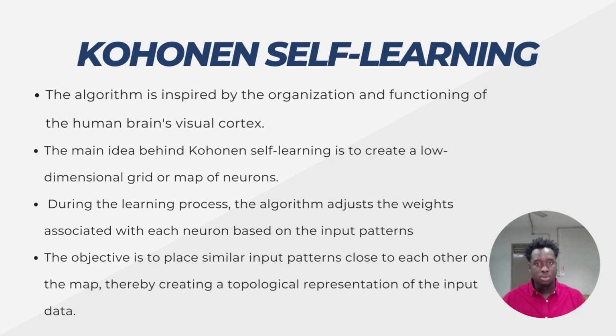Hello, my name is Benjo Mabila Jack, and I'm going to take you through the Kohonen self-learning, also known as self-organizing map. The algorithm is inspired by the organization and functioning of the human brain's visual cortex. The main idea behind the Kohonen self-learning is to create a low-dimensional grid or map of the neurons. During the learning process, the algorithm adjusts the weights associated with each neuron based on the input patterns. The objective is to place similar input patterns close to each other on the map, thereby creating a representation of the input data.